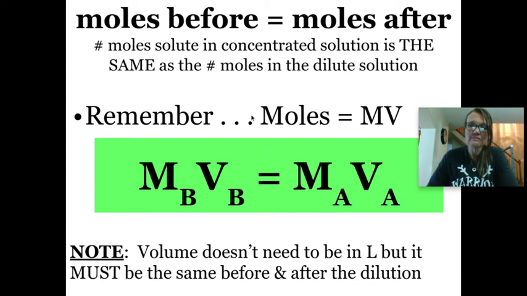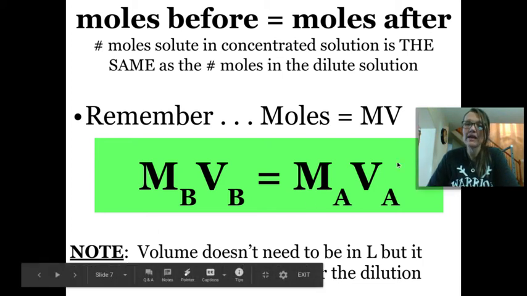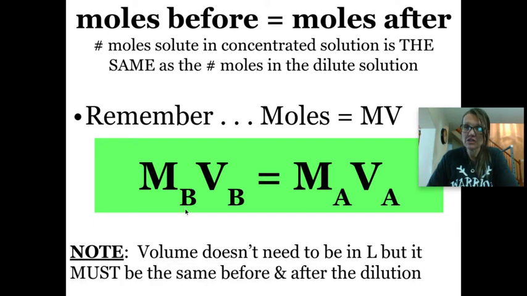So this here, this box in green, is the equation that I want you to write down. Okay, so MV is equal to MV, where it's the molarity times the volume before the dilution equal to the molarity times the volume after the dilution. Okay, and that's it. That's all I have for you to learn today.